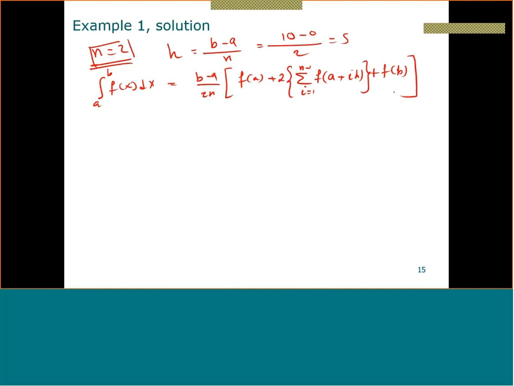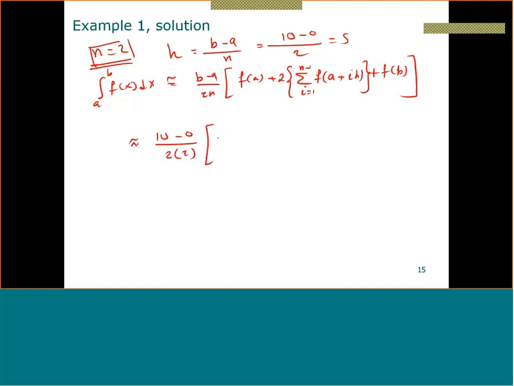This is the general formula. Let's substitute now. So this is approximately equal to, b is 10, a is 0, n is 2, times 2 over 2.